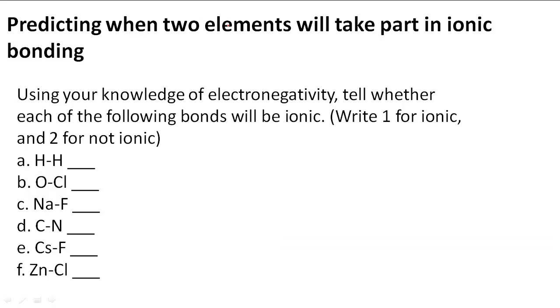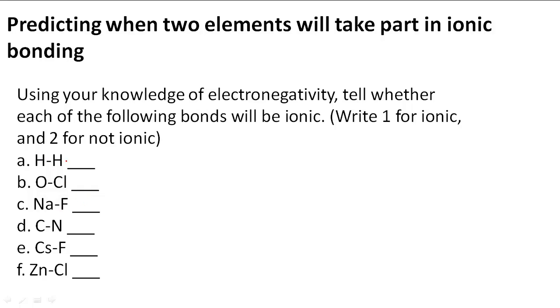Predicting when two elements will take part in ionic bonding. Using your knowledge of electronegativity, tell whether each of the following bonds will be ionic. Write 1 for ionic and 2 for not ionic. So we're going to take a look at these examples we have here and see which ones count as ionic and which ones do not.